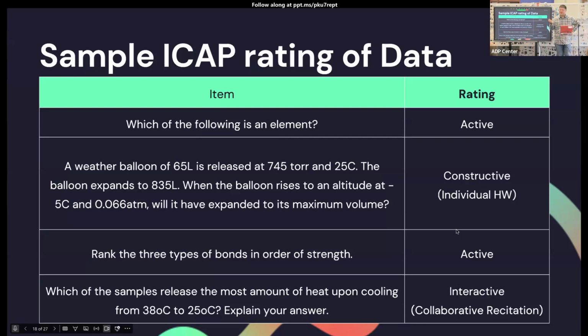Why did you rank it this way, right? And having students explain that, all of a sudden it elevates this into a constructive task. So then here, the next one is also a constructive, but I labeled it as interactive. Which of the samples release the most amount of heat upon cooling from this? Explain your answer, right? That word explain, that verb is there, right? It was rated as interactive because this was for a recitation where students are expected to collaborate in these class sessions together.